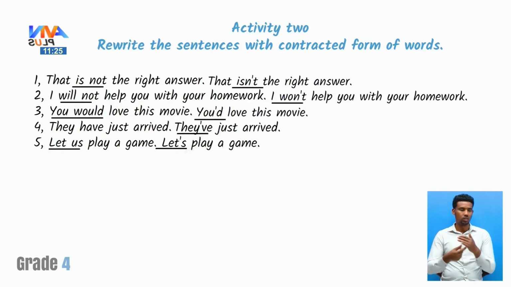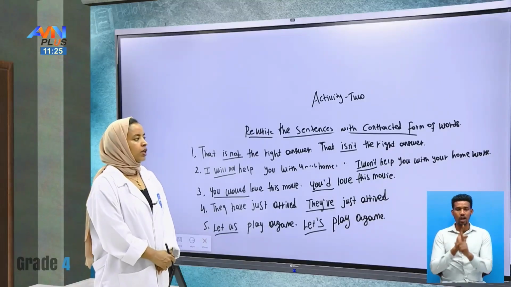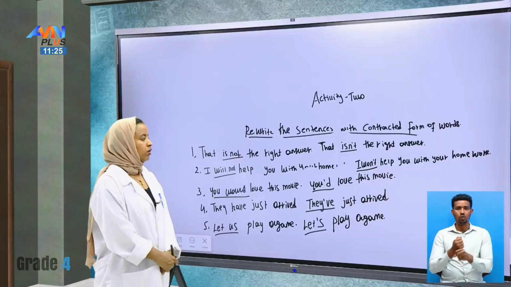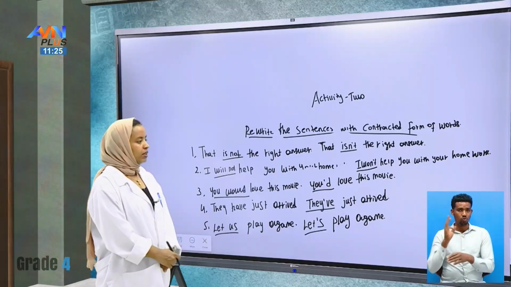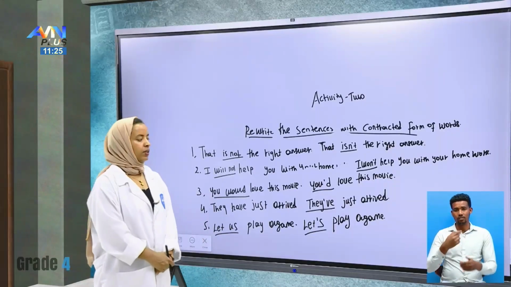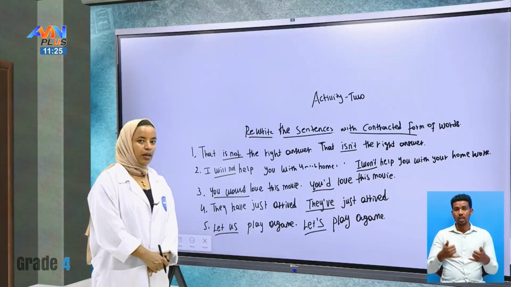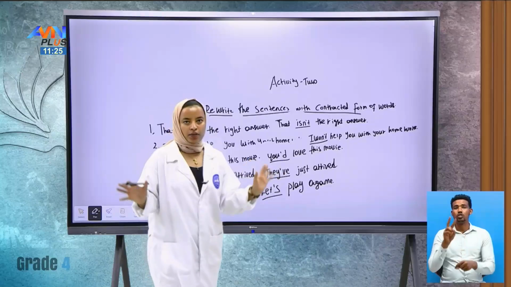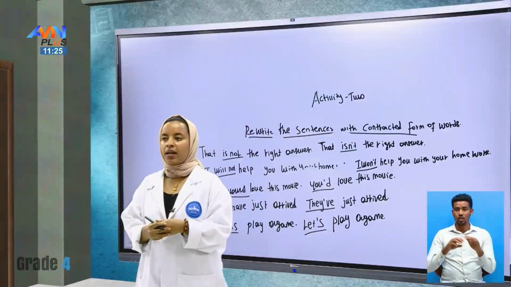That is not the right answer. I won't help you with your homework. You would love this movie. They have just arrived. Let us play a game. This is activity 2, and these are contracted forms of words with the sentences.